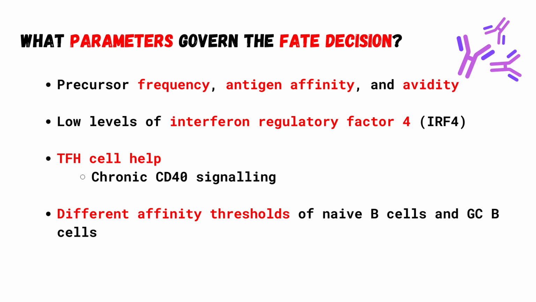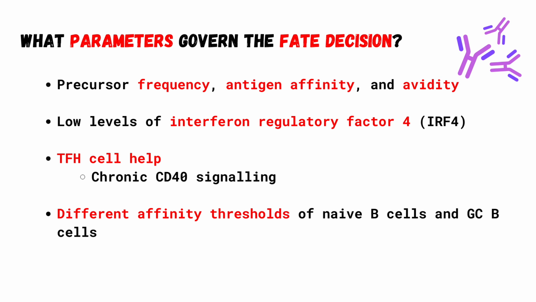One study used mice models with rare naive B cells expressing human germline VRC01 class BCRs, and found that the precursor frequency of naive B cells, antigen affinity, and avidity were interdependently limiting for successful GC completion. Another study suggests that the weak expression of interferon regulatory factor 4 tends to drive GC B cell differentiation, while high levels of IRF4 expression promote plasma cell differentiation.